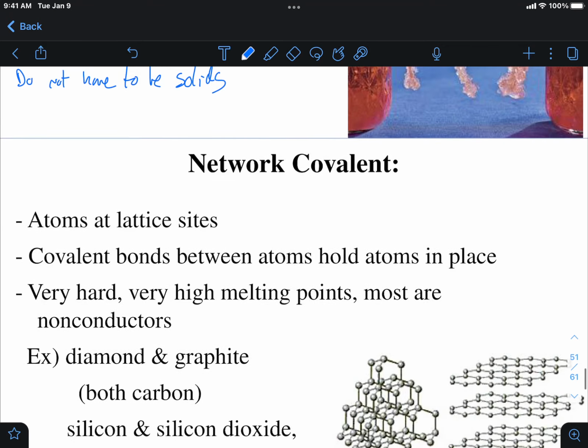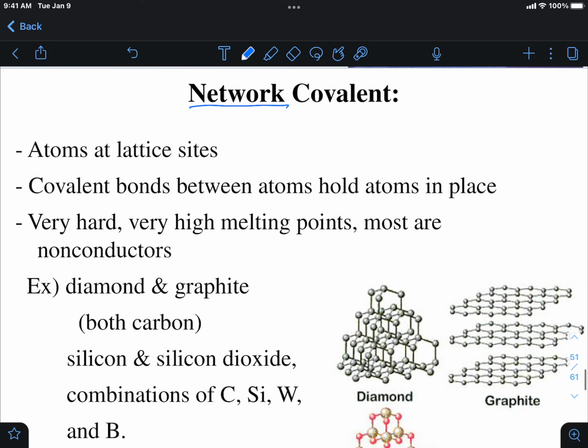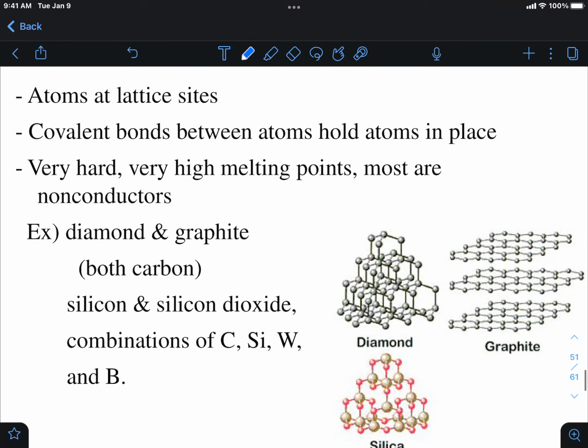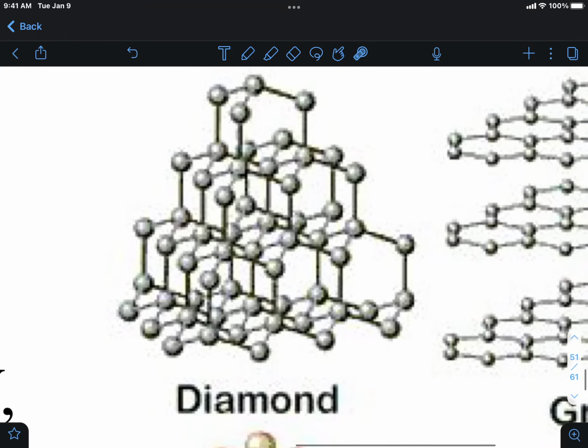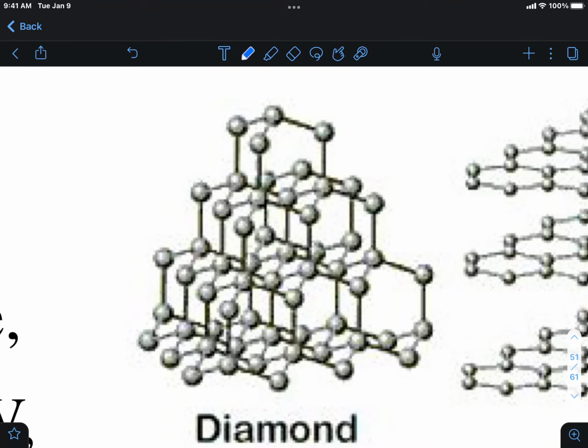All right. Next, we're going to talk about something called network covalent. And this is weird, right? Because it has the word covalent in it. But here's what's going on. So diamond, you've often heard of diamond as being the hardest substance on Earth, right? So diamond looks like this, where each one of these is a carbon atom, right? Every single one of these is a carbon atom. If I kind of retrace one of these, you should see something that's familiar.